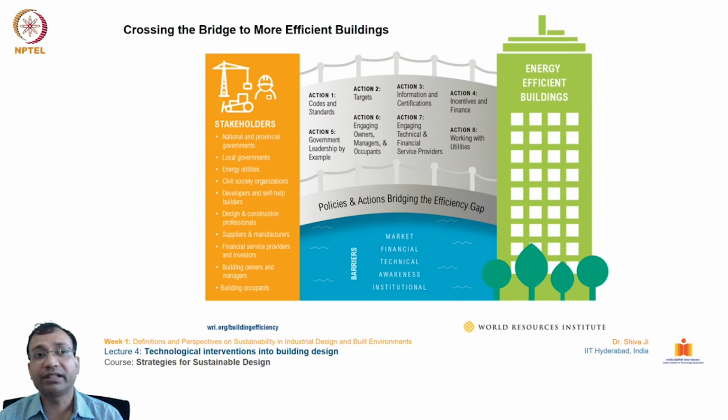The sixth one talks about engaging owners, managers and occupants. The awareness of these stakeholders is very important, because generally they are the ones who are going to use these buildings, maintain them, and take care of the upkeep. So their awareness and information is very important, so that they can take care of the loopholes. The seventh is engaging technical and financial service providers, and the last one, working with the utilities. With the help of these strategic action points, we can work for the optimization of buildings, making them the most energy efficient buildings.